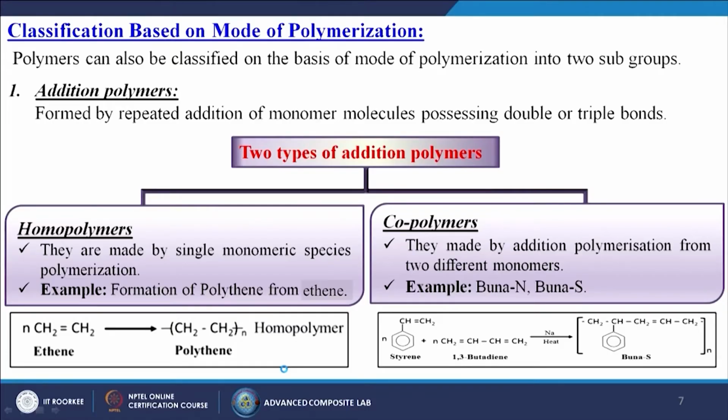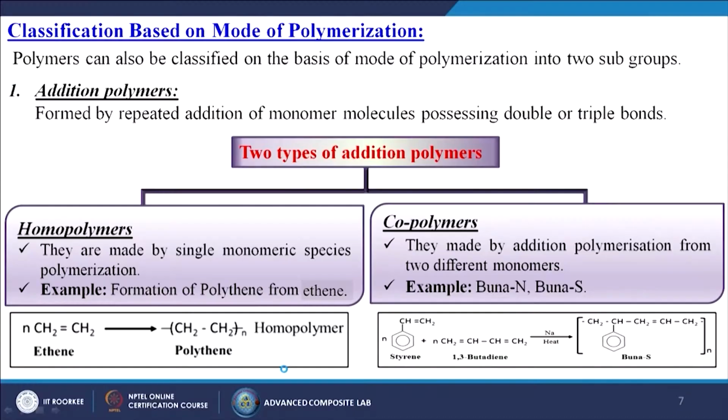Now, we are going to discuss the classification based on mode of polymerizations. So, polymers also can be classified on the basis of mode of polymerizations into two subgroups, as I already told you. One is called the addition polymers. From the name itself we can understand that they are formed by repeated addition of monomer molecules possessing double or triple bonds.